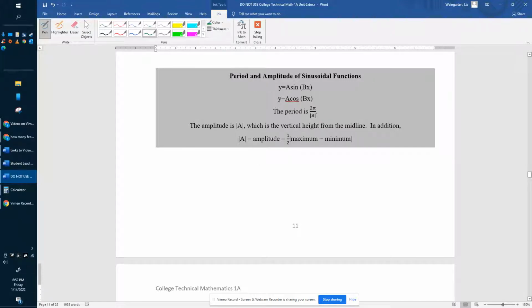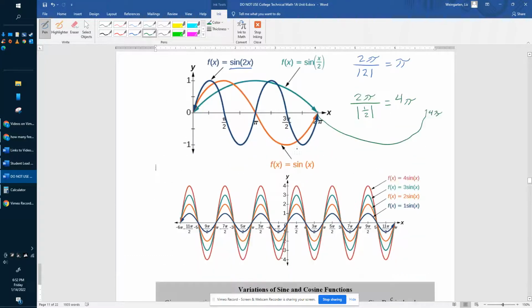The amplitude is the vertical height from the midline. So the amplitude is going to be how wavy your line gets. So if we look at our blue value, 1 times sine of x means that it's only going to go up to 1 and down to -1. Up to 1, down to -1.